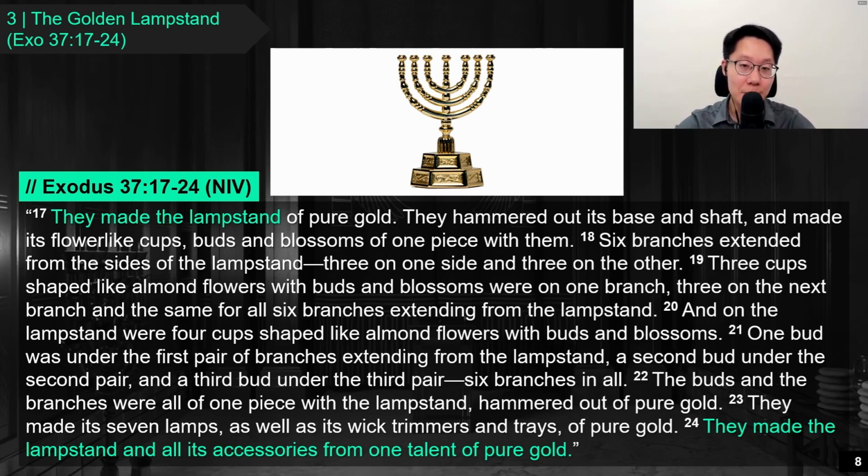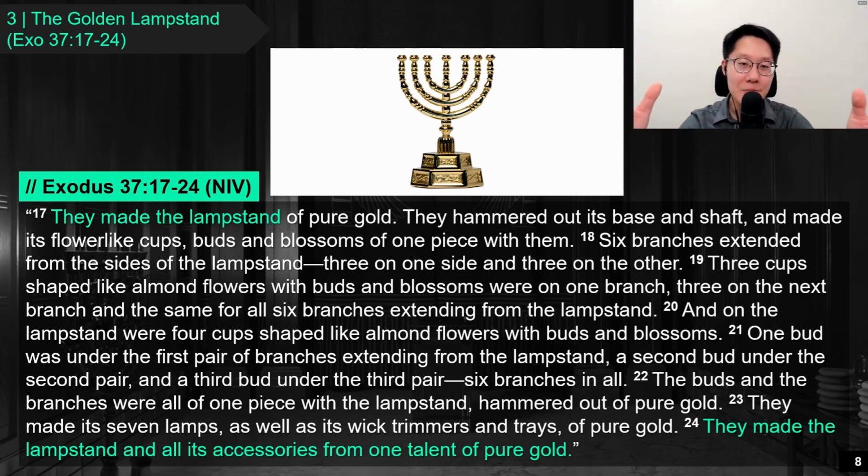And on the lampstand were four cups shaped like almond flowers with buds and blossoms. One bud was under the first pair of branches extending from the lampstand, a second bud under the second pair, and a third bud under the third pair, six branches in all. The buds and the branches were all of one piece with the lampstand, hammered out of pure gold. They made its seven lamps as well as its wick trimmers and trays of pure gold. They made the lampstand and all its accessories from one talent of pure gold.